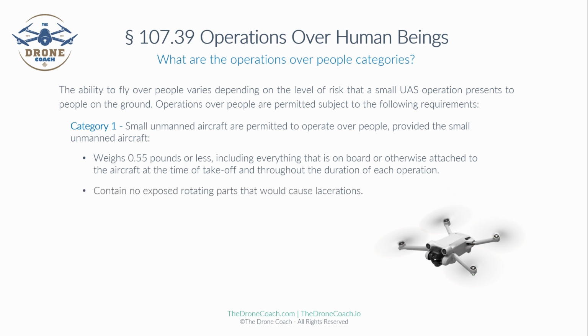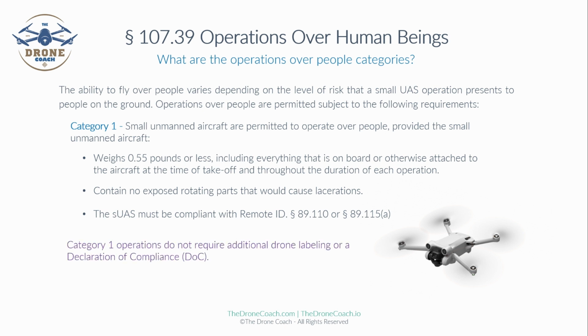It must not contain any exposed rotating parts that would cause lacerations. So in the example of this small drone here, if you put propeller guards on it, it would weigh more than 0.55 pounds. The SUAS must be compliant with remote ID, and Category 1 operations do not require additional drone labeling or a declaration of compliance, which we will review shortly.